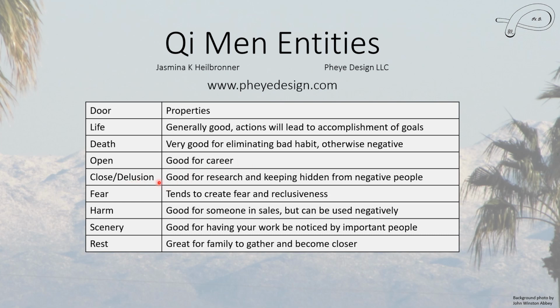The close or delusion door, depending on who you're talking to, is good for research, and also it's good for keeping hidden from negative people and negative attention. If you're living in, let's say, not the world's greatest neighborhood, and you have the delusion door in the sector where you have your main door, you are a bit less likely to be broken into, because people who are looking to break into houses may look at your house and just say, I think that other house was better, and they'll go to the other house. And it keeps you from being noticed. And there are times when you want to do that.